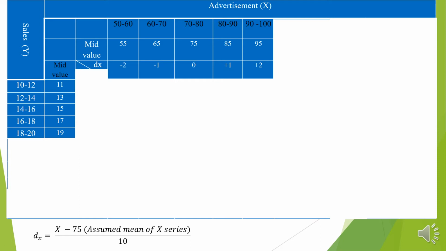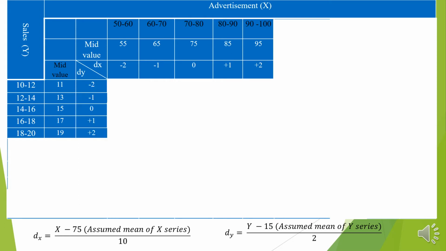Similarly, let us find dy also. For that the formula is y minus 15. Look here, this is the mid value among the 5 classes, and the class interval is 2, since 12 minus 10 is equal to 2. You have to be very careful here. So for example 11 minus 15, how much do we have? We are getting minus 4. Minus 4 divided by 2 is equal to minus 2. Okay, hope it is clear to you.